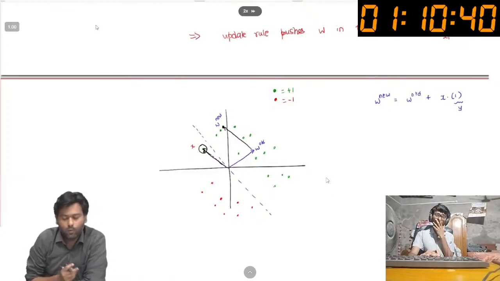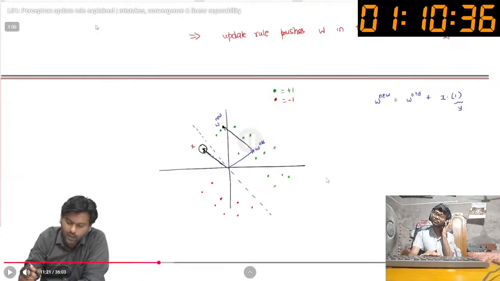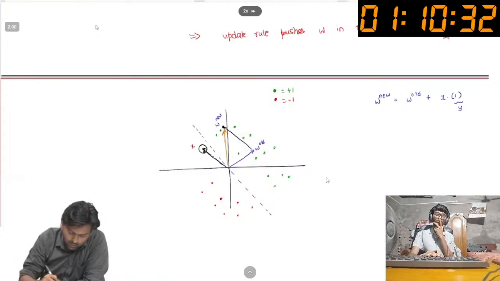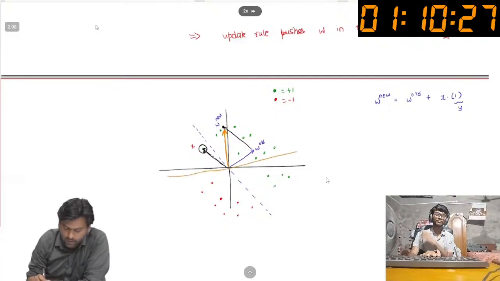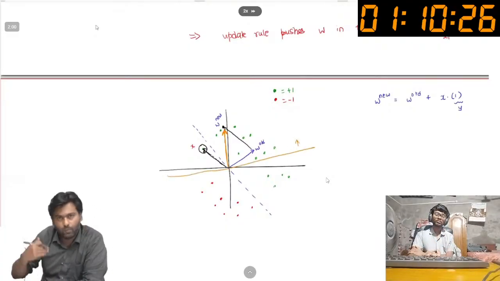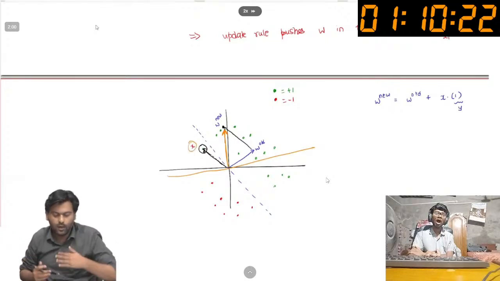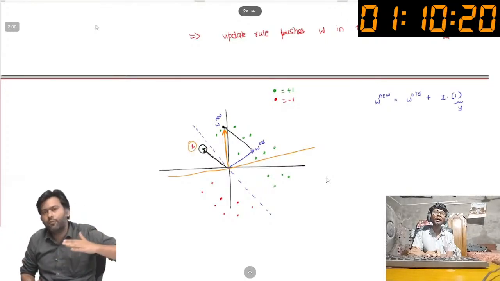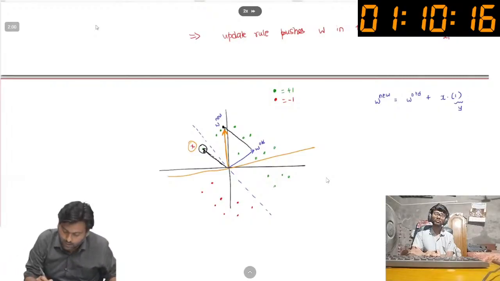Okay, so now W has updated. This is my new W, which is W new, and let's see how this W performs on my data set. This would say anybody on this side is positive, anybody below this orange line is negative. If you look at the point X, this new W is saying X is positive, which means that I fixed the problem for X. But have I fixed the general problem? Well, this has introduced new errors here.